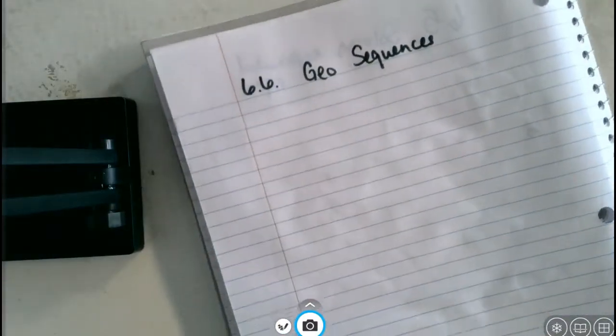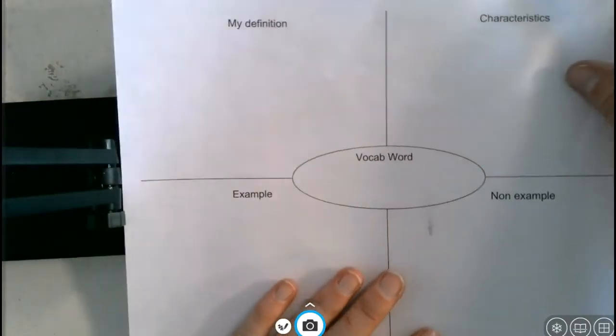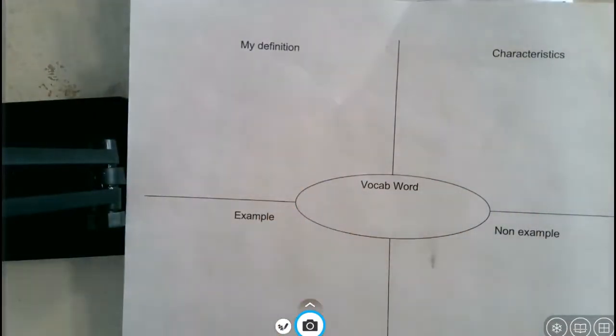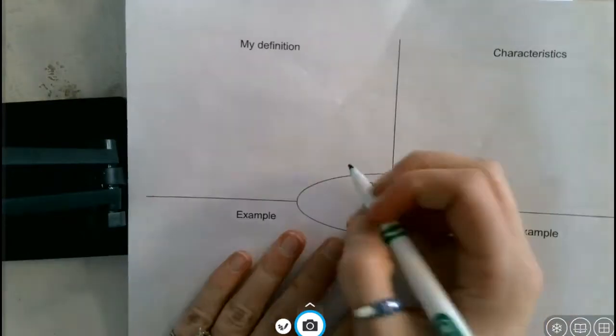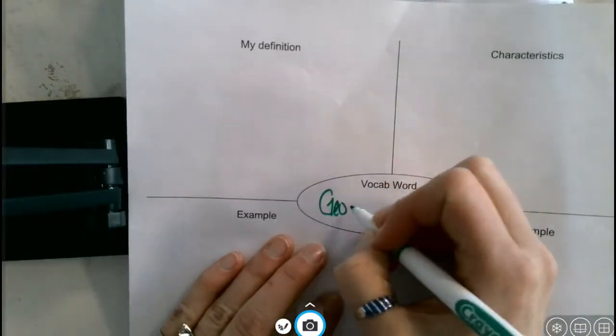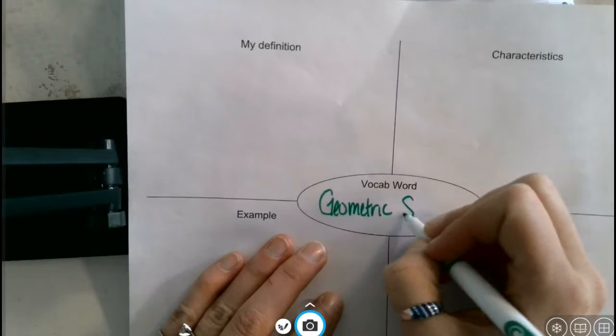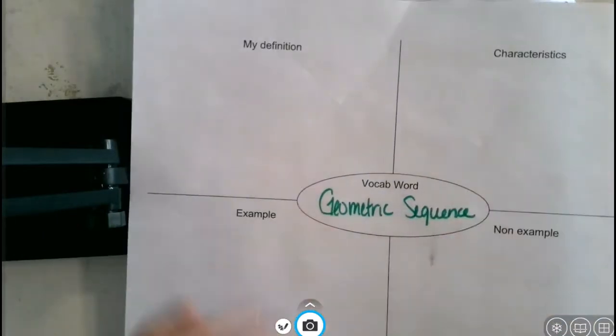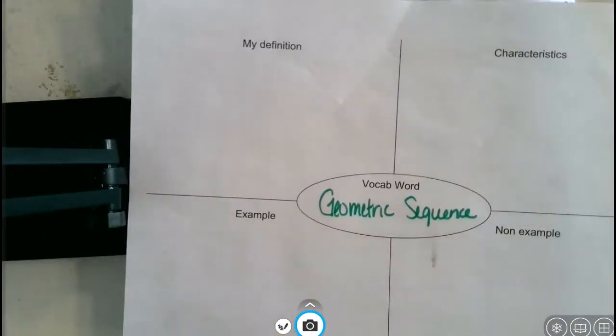So now let's come up with some vocabulary and some definitions that we're going to use about what a geometric sequence is. So of course that goes in our very center. That's our vocab word. So in our book, it tells us that in a geometric sequence, the ratio between each pair of consecutive terms is the same. The ratio is called the common ratio. Each term is found by multiplying the previous term by the common ratio.